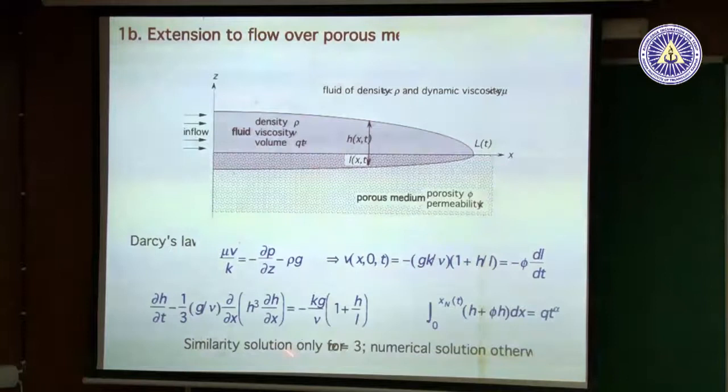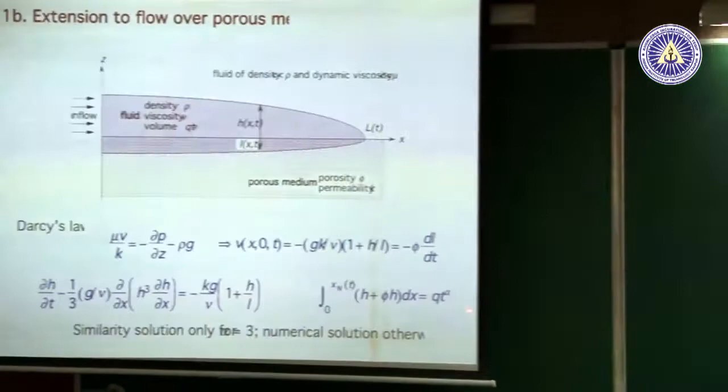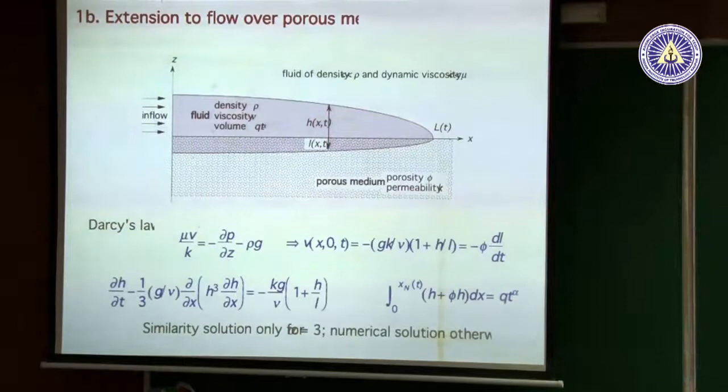Now, you get this, and then you say, getting boring, similarity solution, get down the similarity, and so on. And what do you find? Can't do it. No similarity solution. You can write down similarity variables, no difficulty, except when alpha is equal to 3. Now, why alpha equals 3 is a special case, I haven't the slightest idea, except then the terms balance.